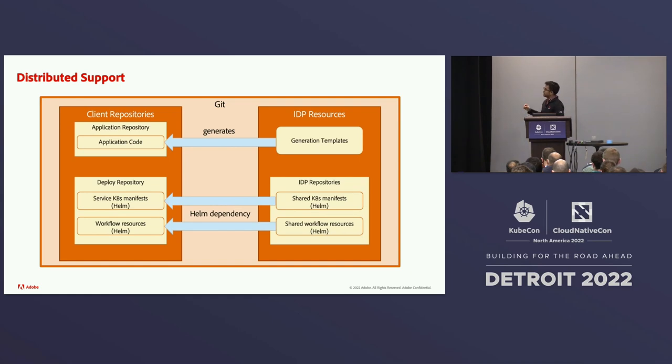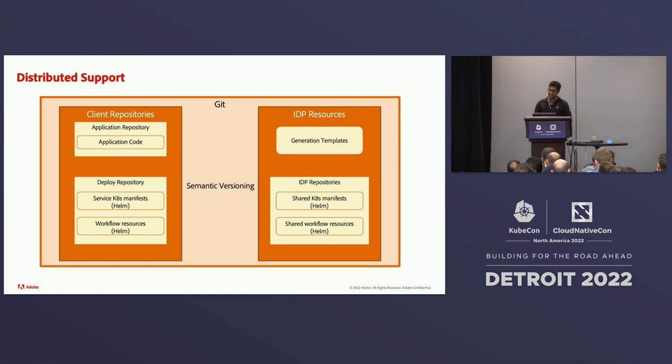For the CI/CD resources and the service case manifest, we use our own repositories and we connect them because everything's a Helm chart. So we can use Helm dependencies to automatically pull in any changes that we deploy to our centrally managed repositories themselves. And we actually use semantic versioning in order to achieve this in a more seamless way.